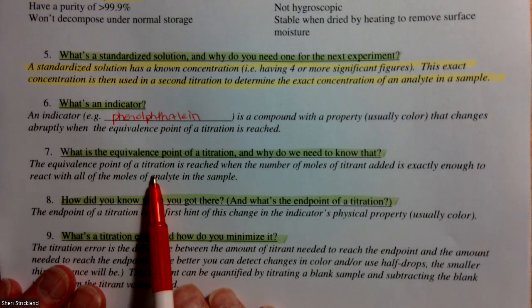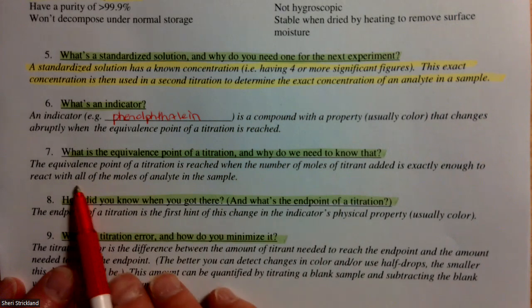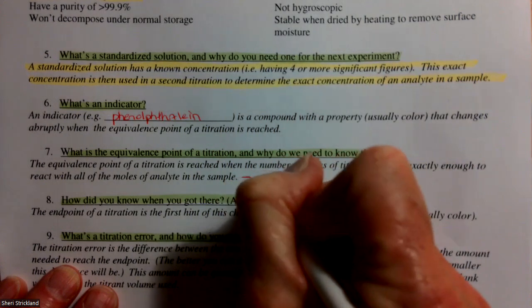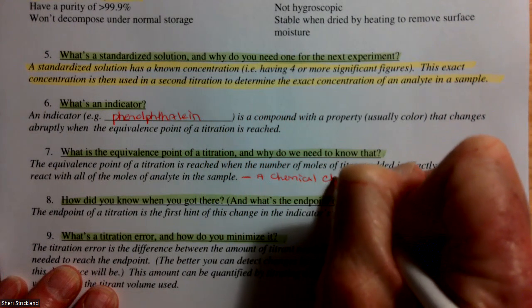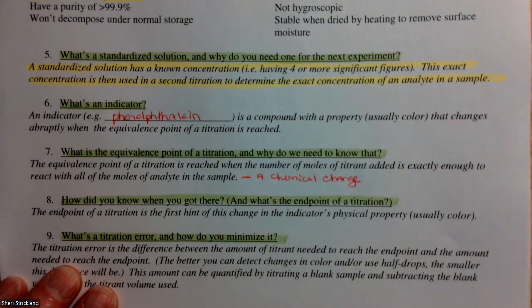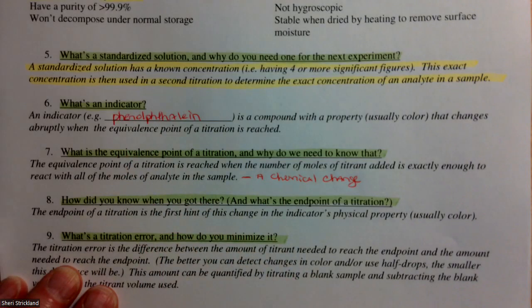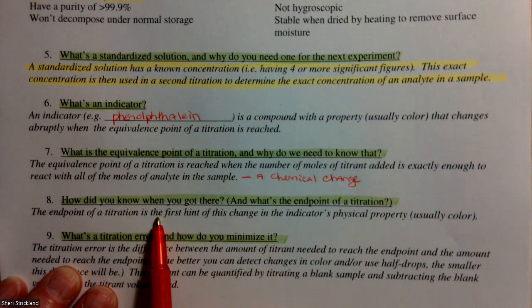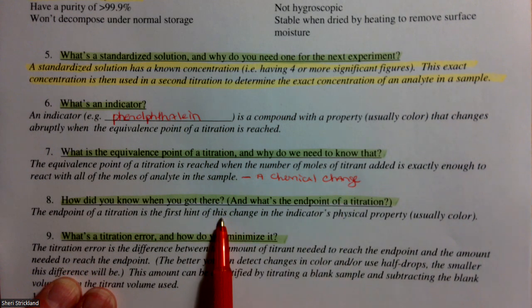So the equivalence point of a titration is reached when the number of moles of titrant added is exactly enough to react with all the moles of analyte in the sample. And this is a chemical change. You add the stoichiometric amount of the solution in the burette to whatever you've got down in your Erlenmeyer flask. Okay, but most chemical changes are invisible. You need something else in there to tell you when you got there.